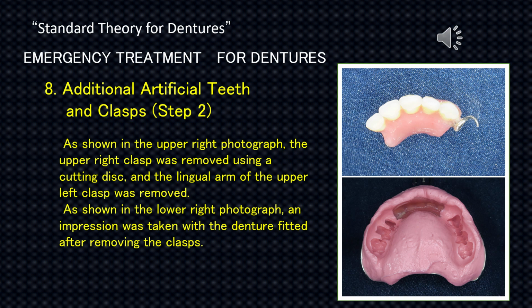8. Additional artificial teeth and clasps. Step 2. As shown in the upper right photograph, the upper right clasp was removed using a cutting disc, and the lingual arm of the upper left clasp was removed. As shown in the lower right photograph, an impression was taken with the denture fitted after removing the clasps.